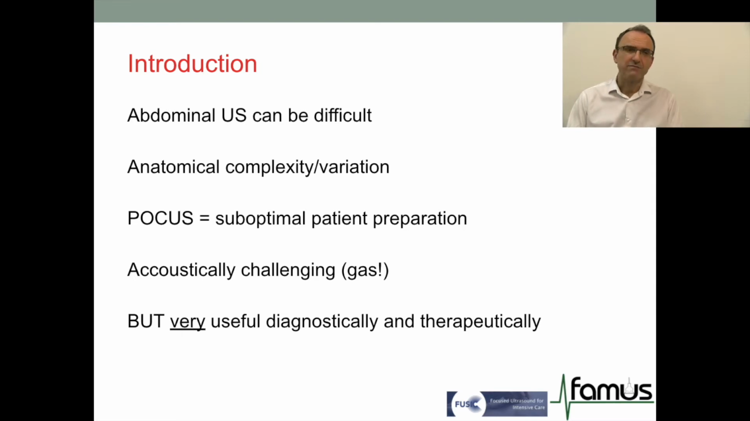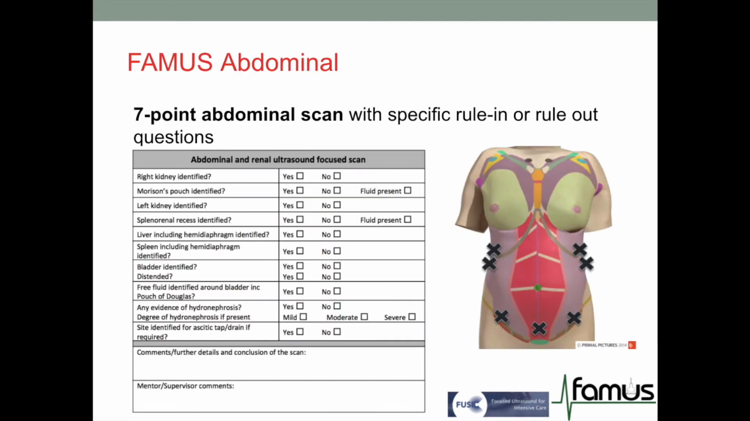But at the same time, the ultrasound imaging of the patient presenting with a condition that requires our approach is very useful. It can actually change the management of the patient and always gives useful information. According to the FAMOUS approach, there are 7 points on the abdominal wall that need to be scanned in order to answer very specific rule-in and rule-out questions.